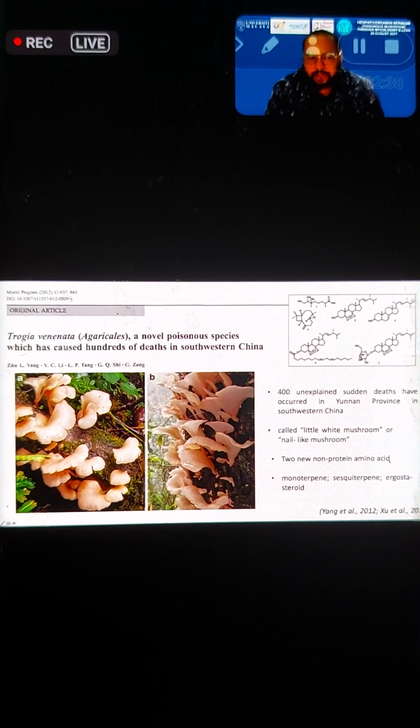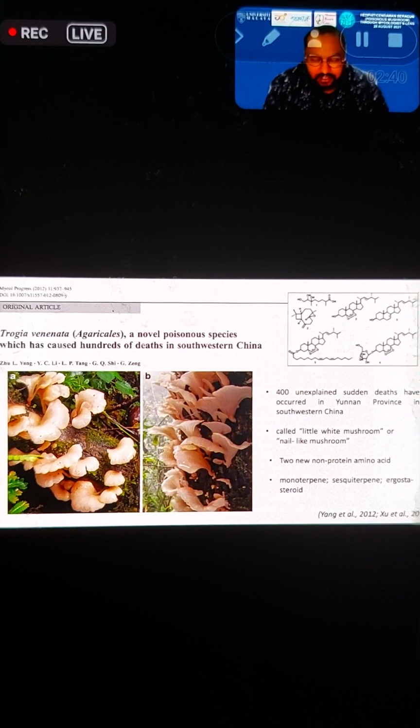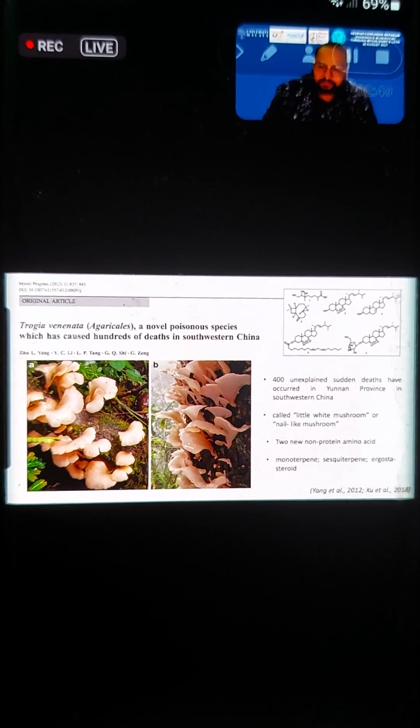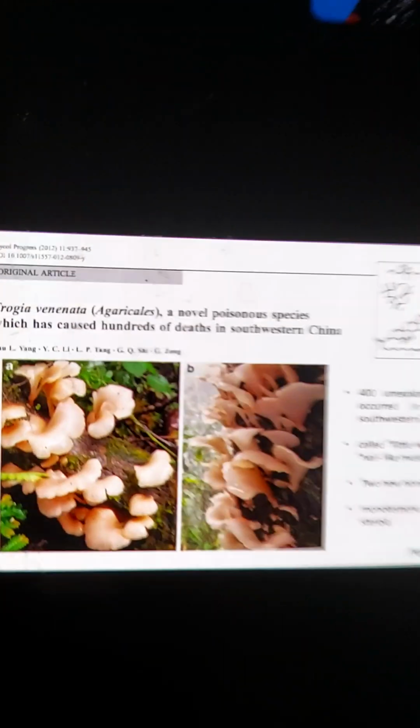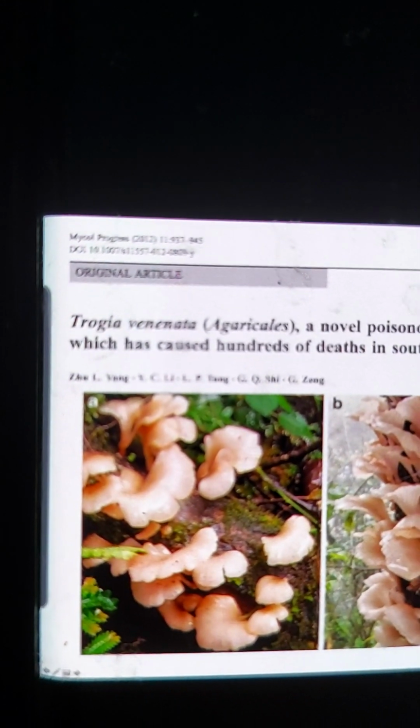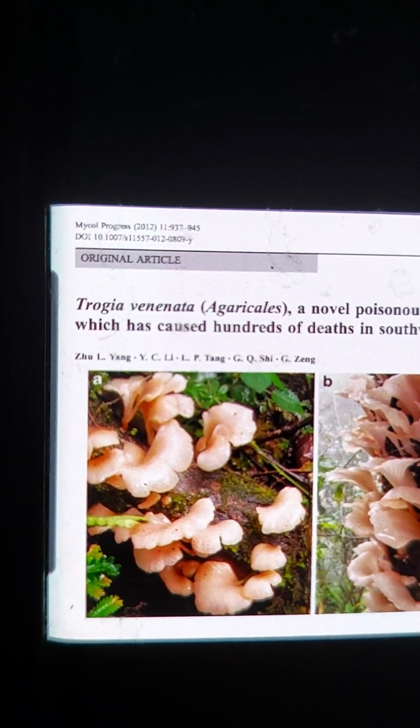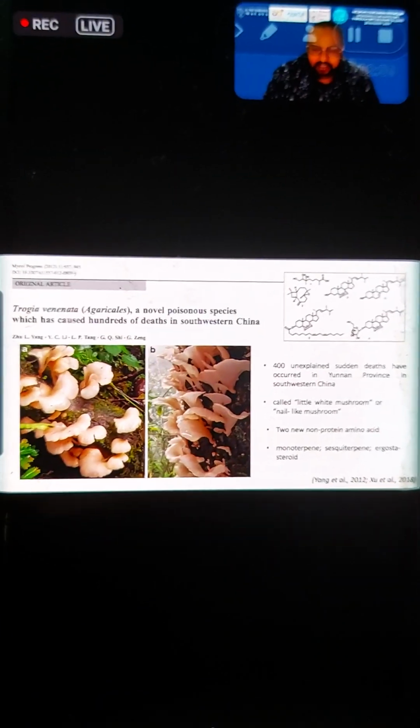Usually when it involves protein amino acid toxins, it is neurotoxic based. Okay, you can check these papers from 2002, Yang et al. and Su et al., which is the chemical component work, where they identified several monoterpenes, sesquiterpenes and ergosterol.